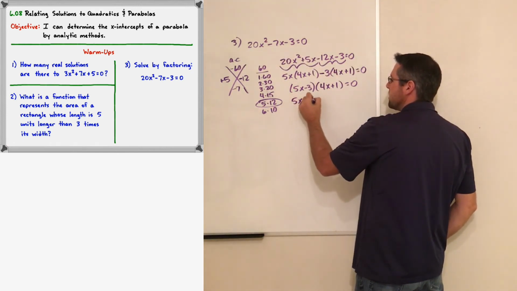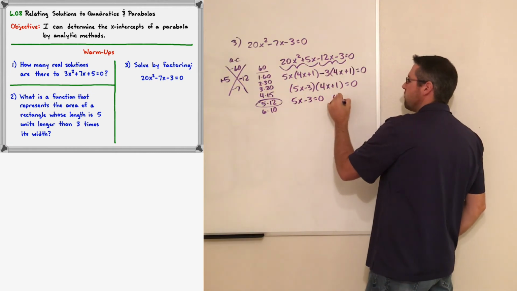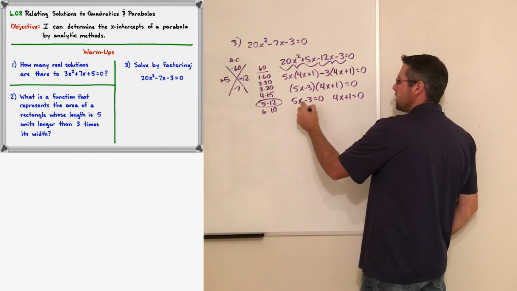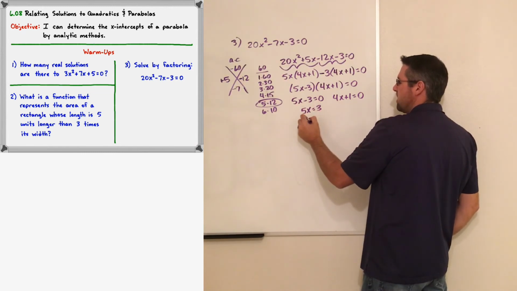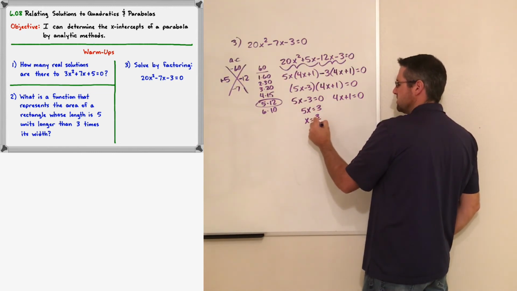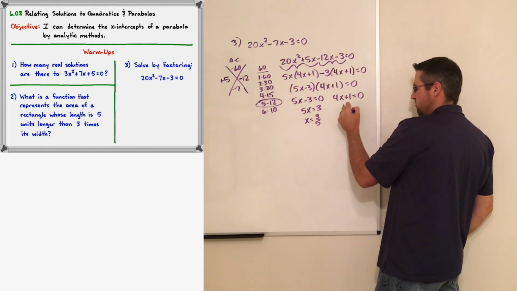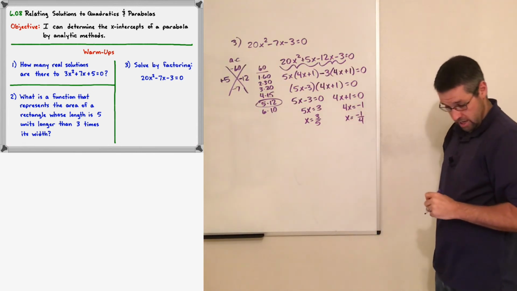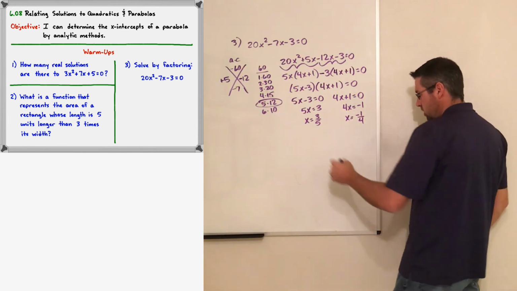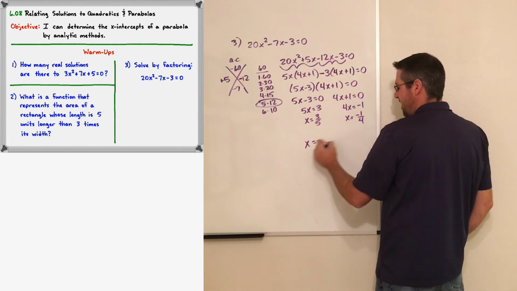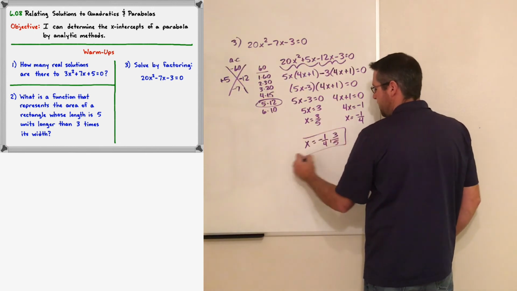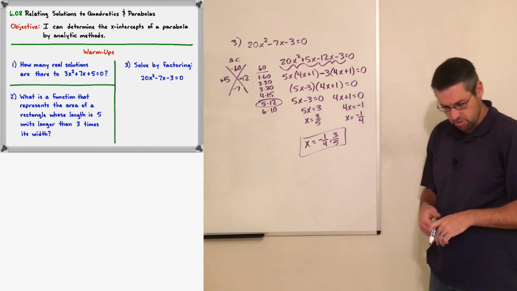So we'd say 5x minus 3 equals 0, and 4x plus 1 equals 0, and then solve each one of those. So we'll add 3 here. Get 5x equals 3. We divide by 5, so x equals 3/5. And in this case, we'll subtract 1, so 4x equals negative 1. We'll divide by 4, so x equals negative 1/4. Now it just says to solve. So our solutions are our x values. So x equals negative 1/4 and 3/5. And that is the answer to number 3.